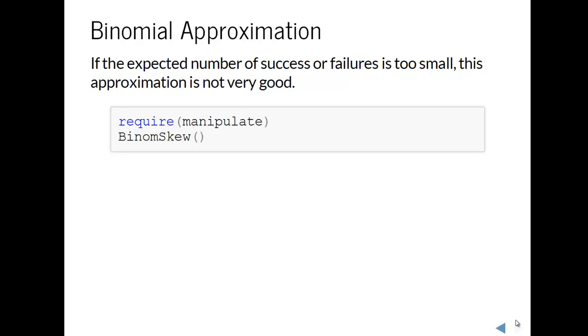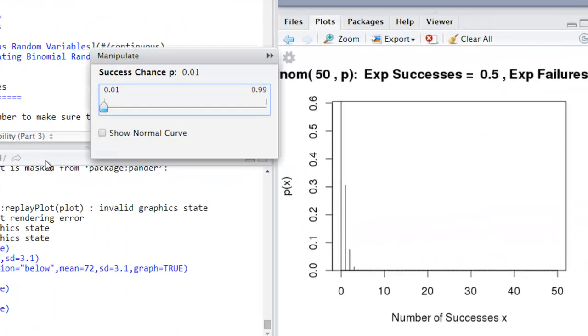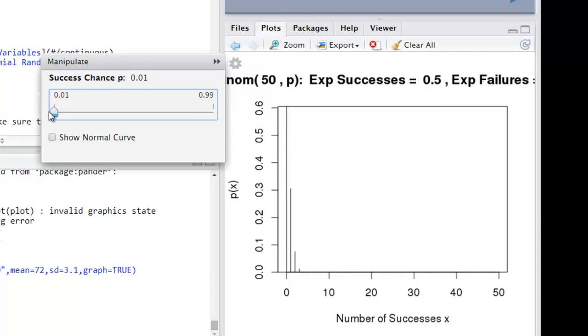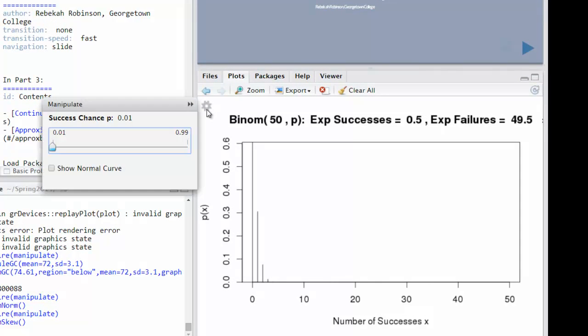The last app that is listed here for you to play around with is just another example of this binomial approximation. If the expected number of successes or failures is too small, then our approximation is not very good. So we'll run this really quickly, and then we'll close out Chapter 7. So, copy and paste. Let me make this window slightly bigger. Now we have n set at 50. n is not an option to be changed, but you can change p. This app is pretty nice because you can actually see the expected successes and the expected failures.